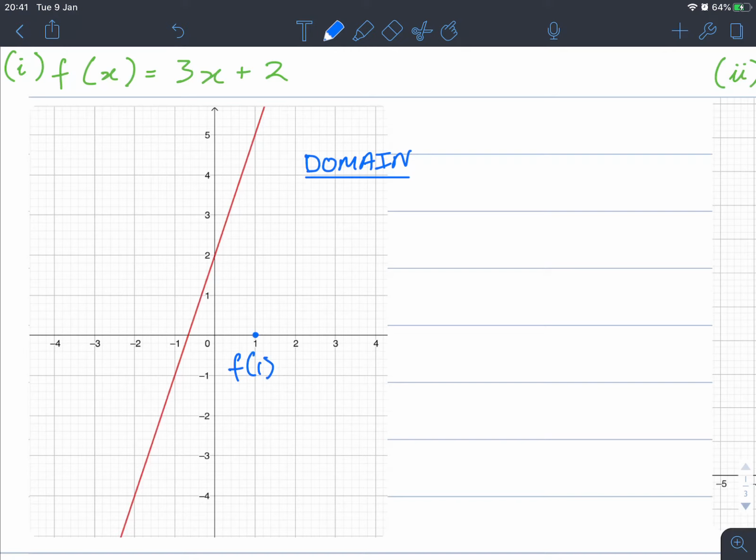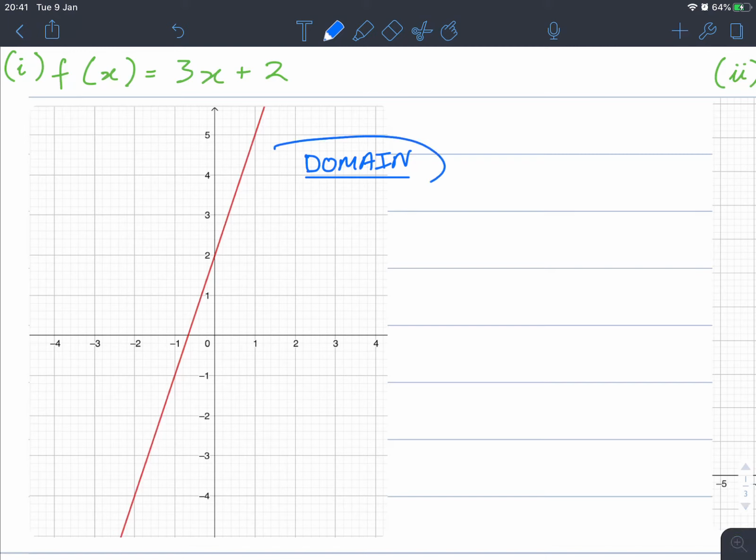if I substitute that into my function, it will map it up onto this point. So f of 1 gets pushed up to here. So that is defined. If I pick, let's say, f of positive 100 all the way up here, wherever it is, that's also defined. So f of 100 equals 302. That's also defined. So realistically, every x value here is defined.